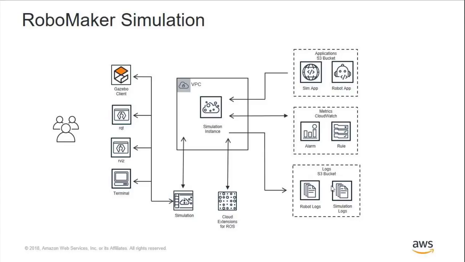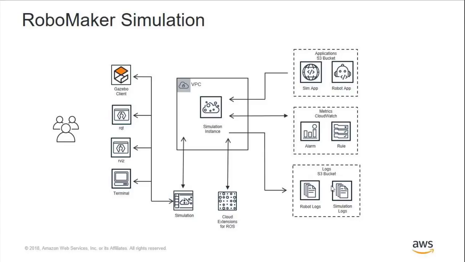On the top right-hand side of the diagram, the way you will create a simulation job is by uploading a robot application and simulation application into an S3 bucket. Then you will create a simulation job with RoboMaker. Then we will run that simulation job for you and grab these two applications from your S3 bucket.